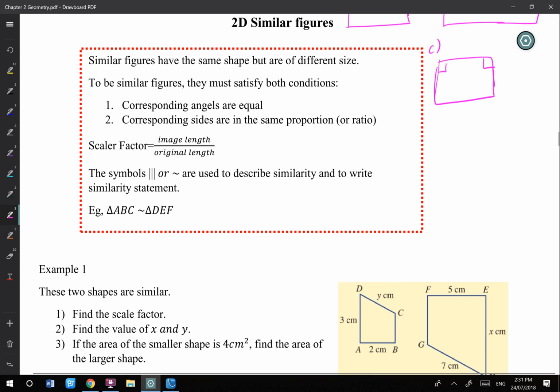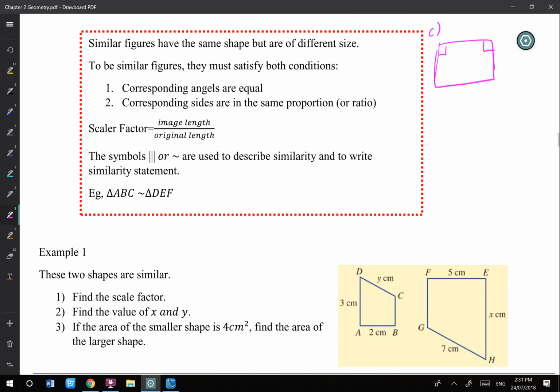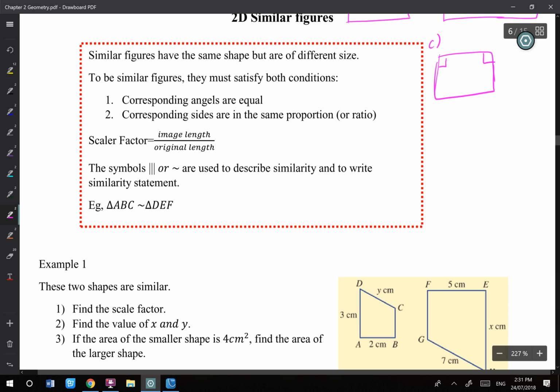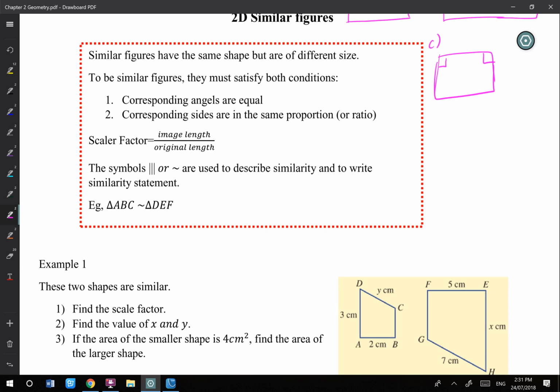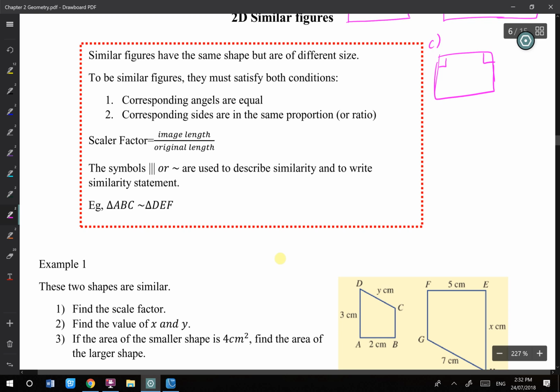So what's the rule for similar figures? There are two things you must satisfy, then they will become similar figures. You must satisfy both at the same time. First, all the corresponding angles must be equal. So if we have 5 angles, they need to be equal to each corresponding angle. Second, corresponding sides must be in the same proportion or same ratio.